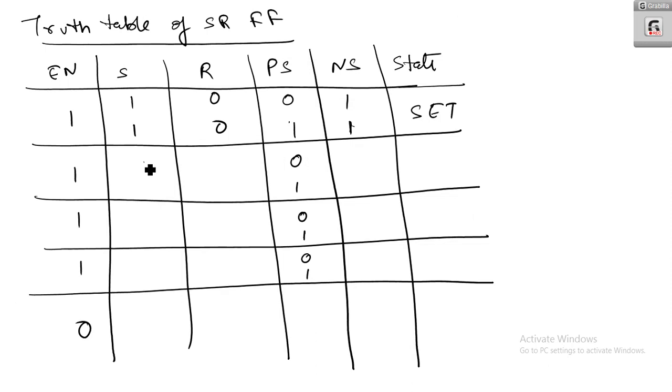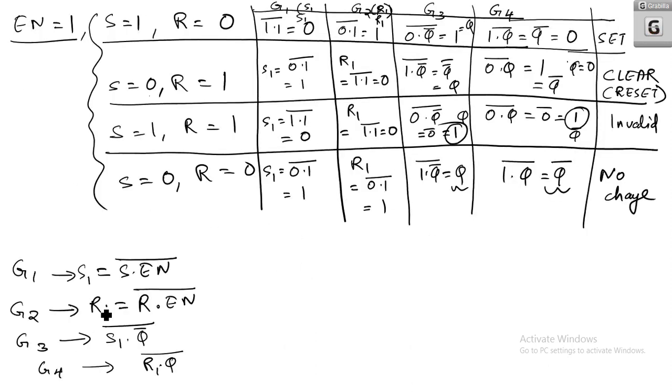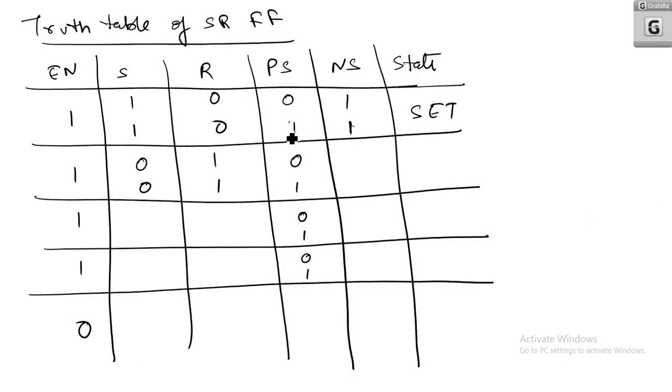Now next case, that is when S is equal to 0 and R is equal to 1. Present state is there, and what is the next state? That is always next state will be equal to Q is equal to 0. That is a reset. It is reset, or it is also known as clear.